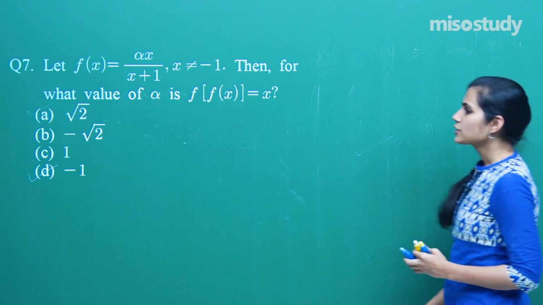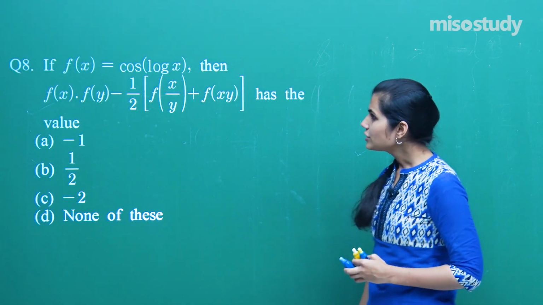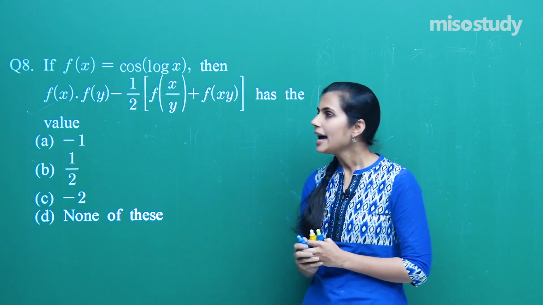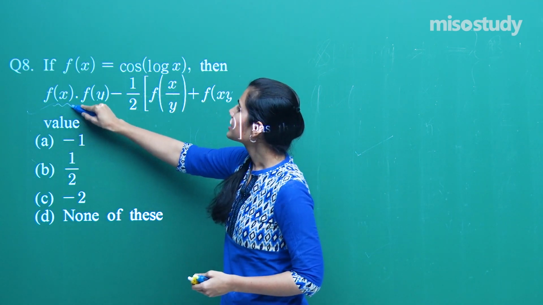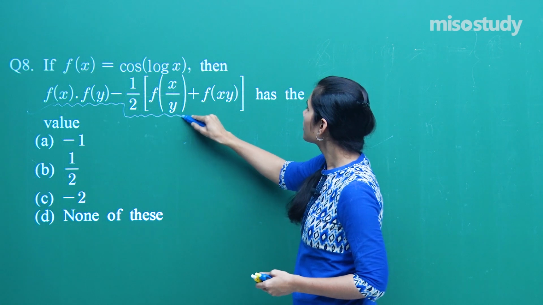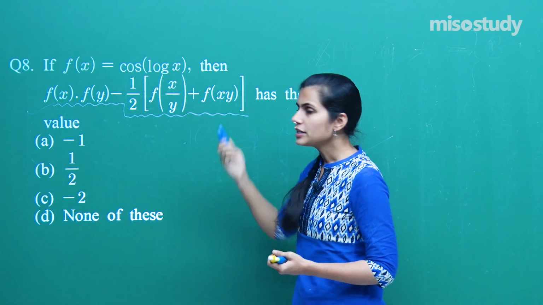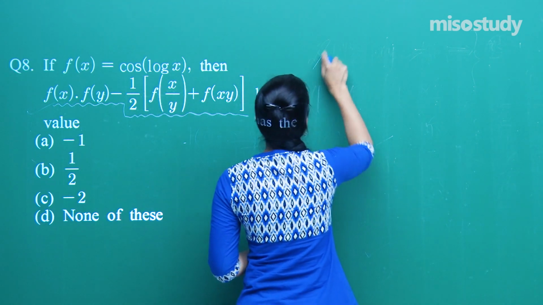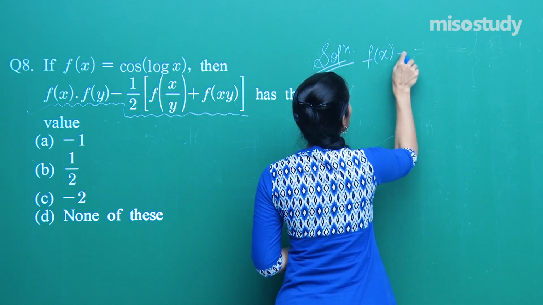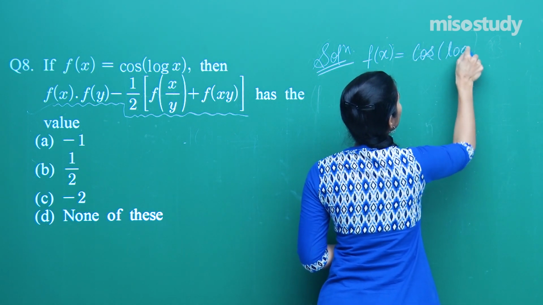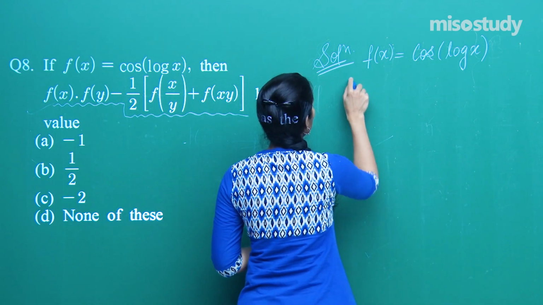Let's see what is the next question's demand for us. Question number 8 is giving you the function as cos of log x. Then it is saying compute this expression. This expression has which value? Let's just substitute and start computing. We have f of x equals cos of log x. In that case, what is fx into fy?